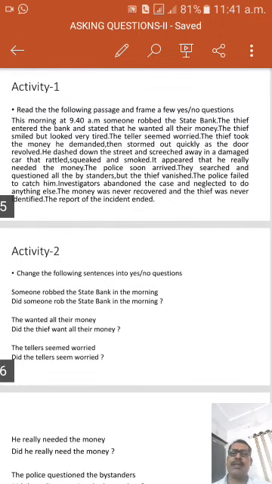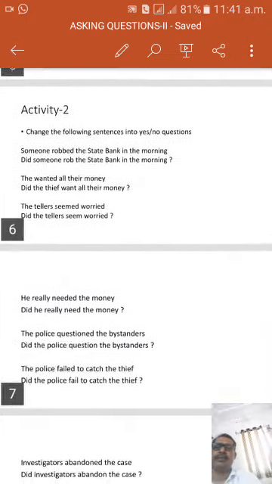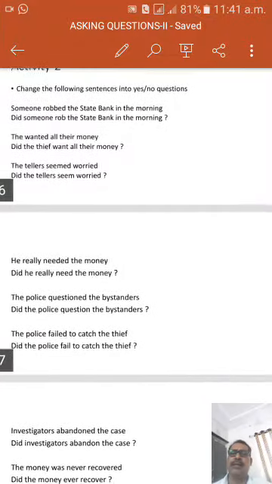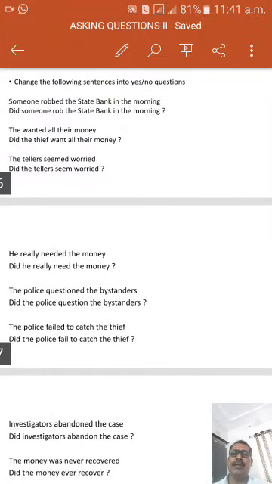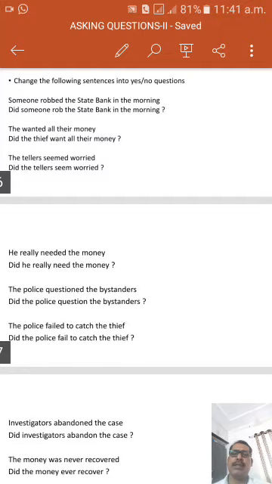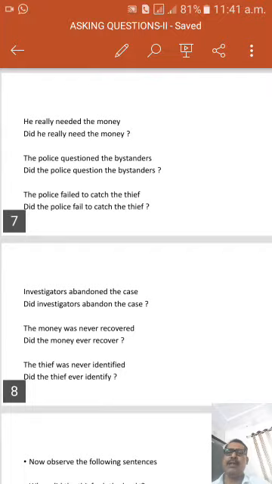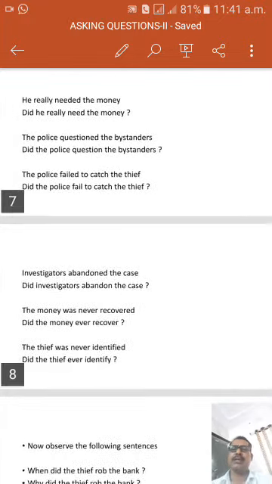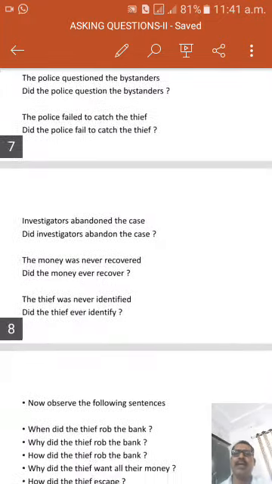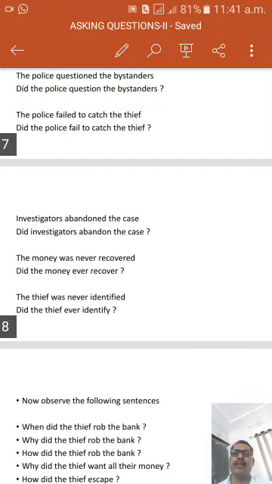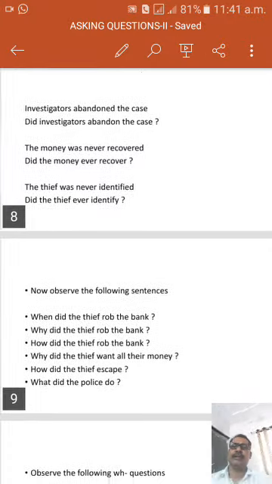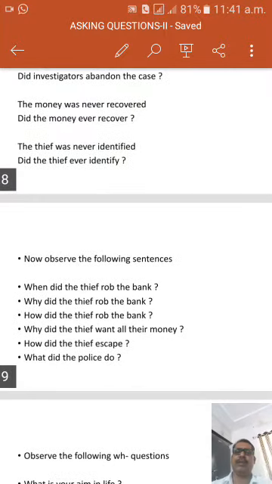Did someone rob the State Bank in the morning? Did the thief want all their money? Did the teller seem worried? Did he really need the money? Did the police question the bystanders? Did the police fail to catch the thief? Did investigators abandon the case? Did the money ever recover? Did the thief ever identify? So these are the questions.